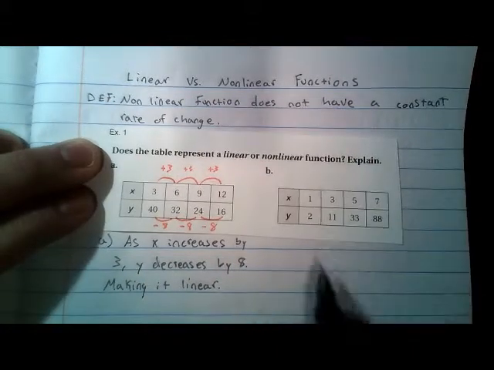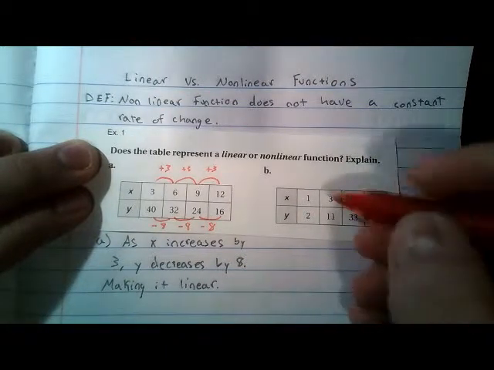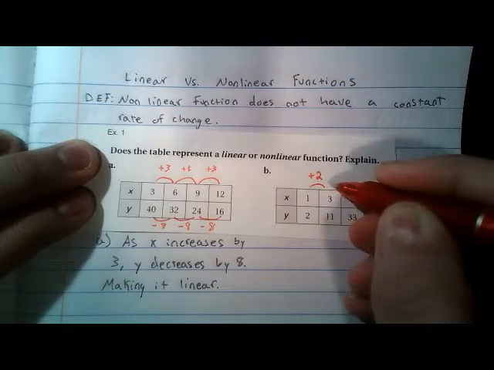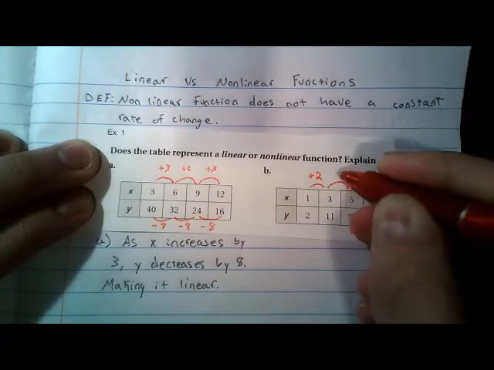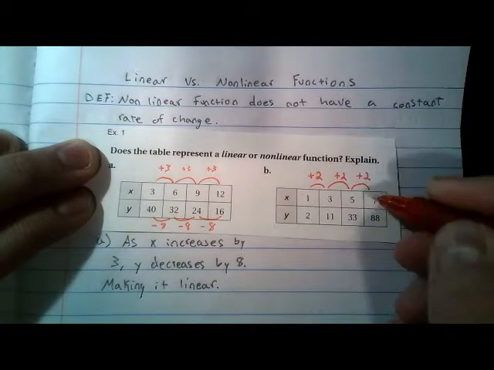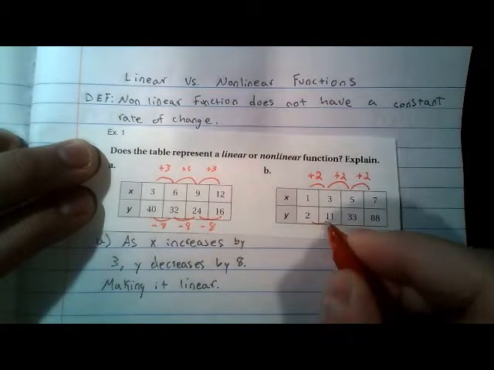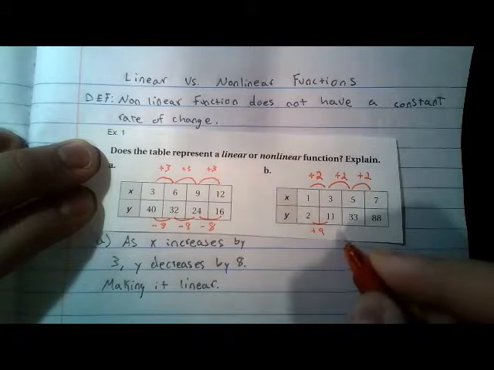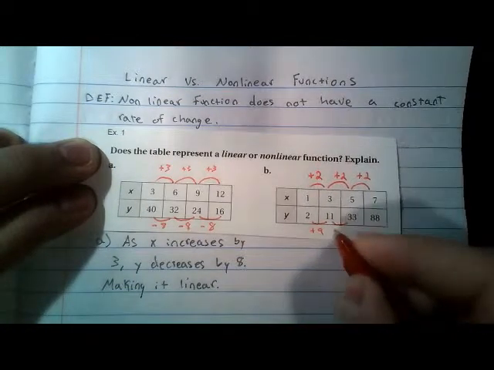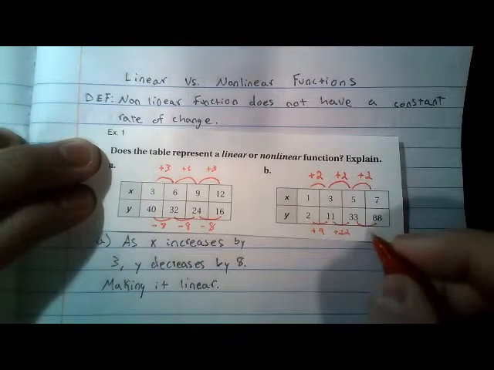So can we say the same thing for b? Let's take a look. From 1 to 3, we are adding 2. 3 to 5, adding 2. Looking good so far. And let's check out the outputs. From 2 to 11, we are adding 9. 11 to 33, right, adding 22. Here we're adding 55.